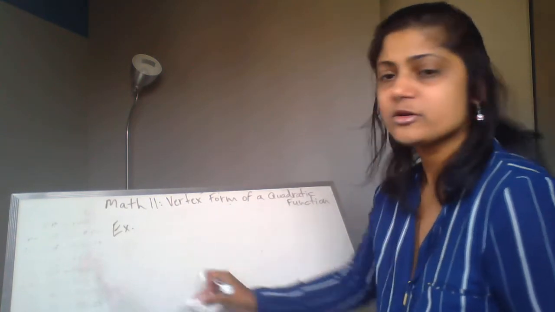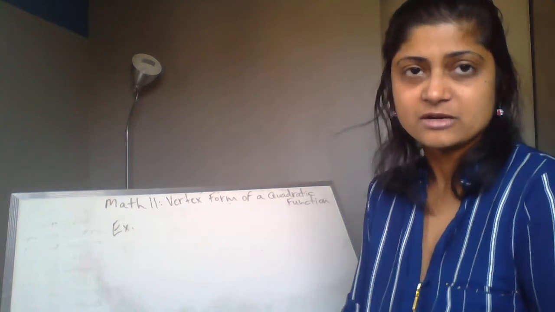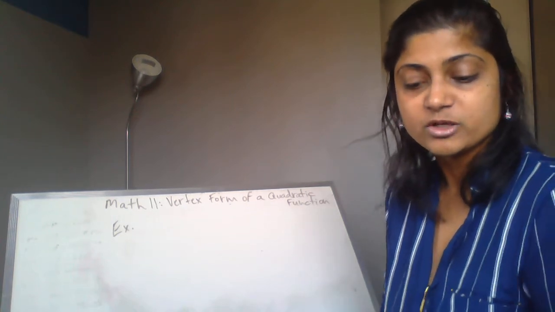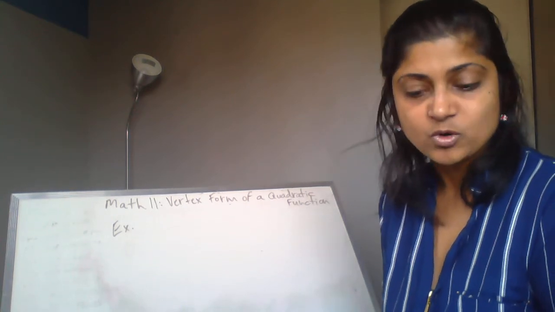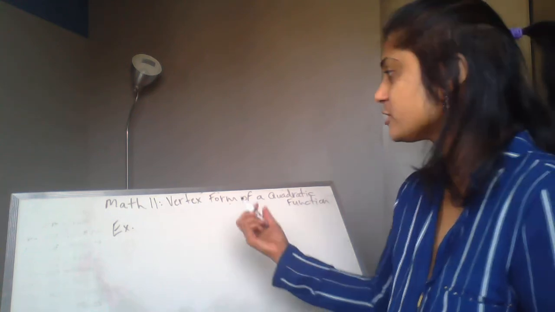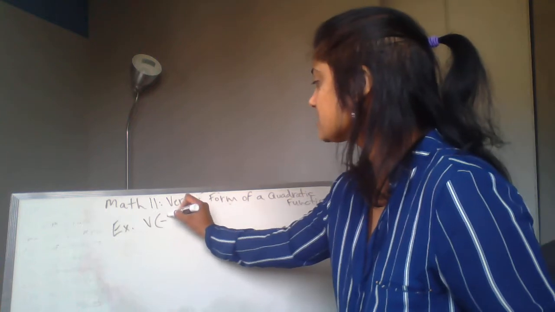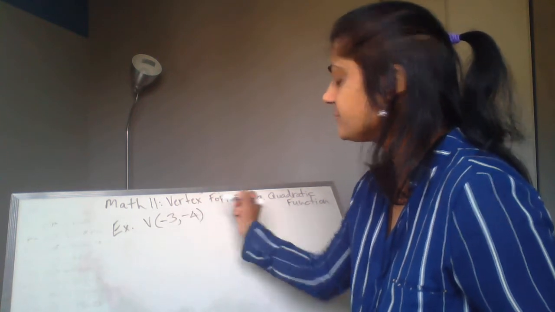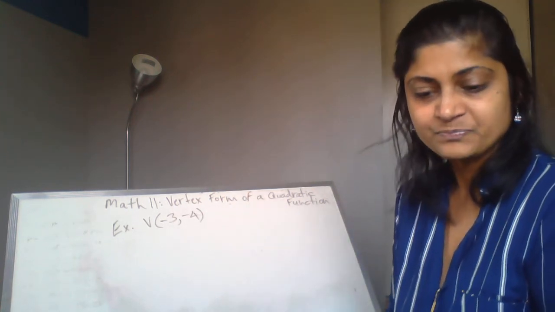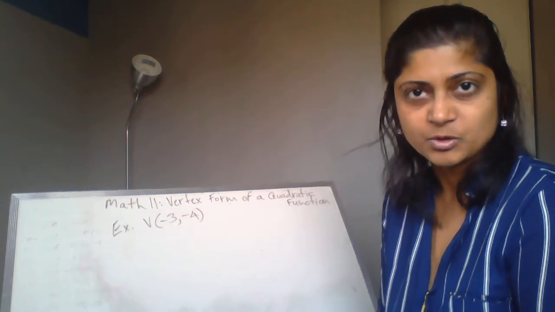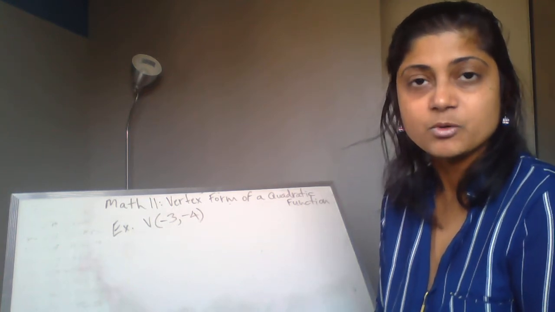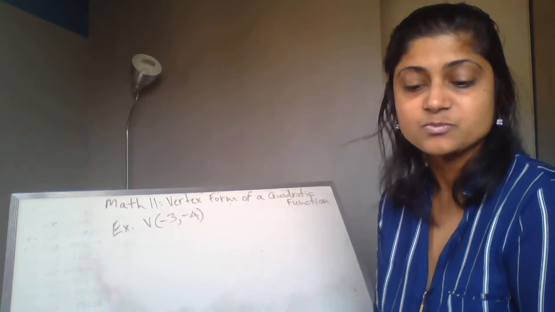Okay, and what you're going to do is they give you a graph here. So it says for each graph, write the quadratic equation in vertex form. Now it gives you the vertex, so I'm just going to put vertex as v here, and the vertex for this question is -3 and -4. And then it gives you the graph, and it gives you a point that is on this parabola.